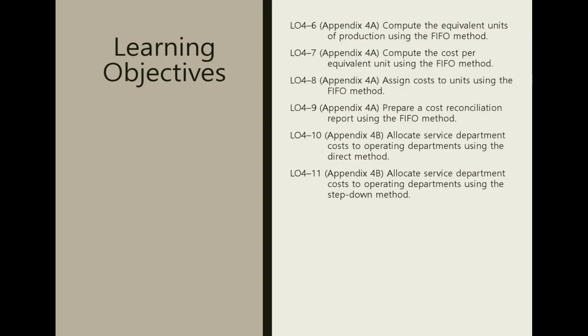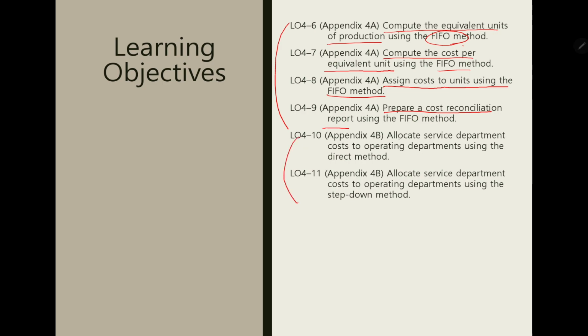So let's look at the learning objectives. First, we are going to compute the equivalent units of production using the FIFO method. And then we will compute the cost per equivalent unit using the FIFO method. And then assign cost to units using the FIFO method, and then prepare a cost reconciliation report. So the processes are pretty much the same as the weighted average method.